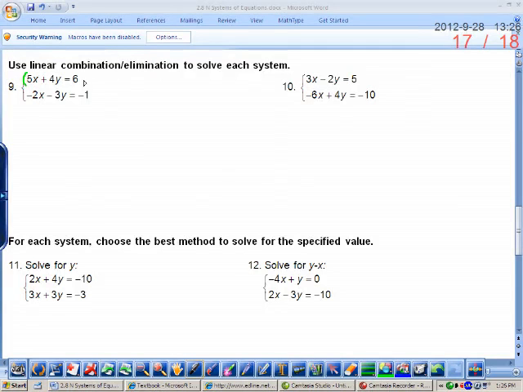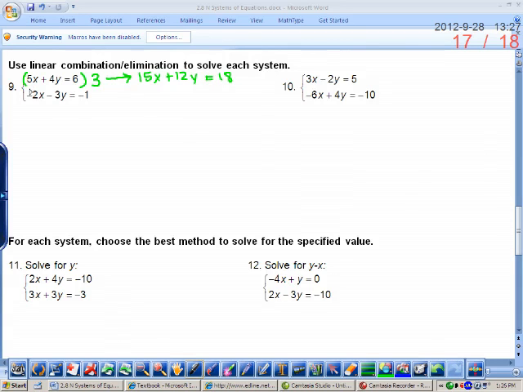What would I need to multiply this top equation by in order to get my y's so that they match up? 3. If we multiply it by 3, what's our end goal? What are we trying to get the y's equal to? 12y and negative 12y. Yeah? So when I multiply everything here by 3, I'm going to get 15x plus 12y equals 18. We okay on that?